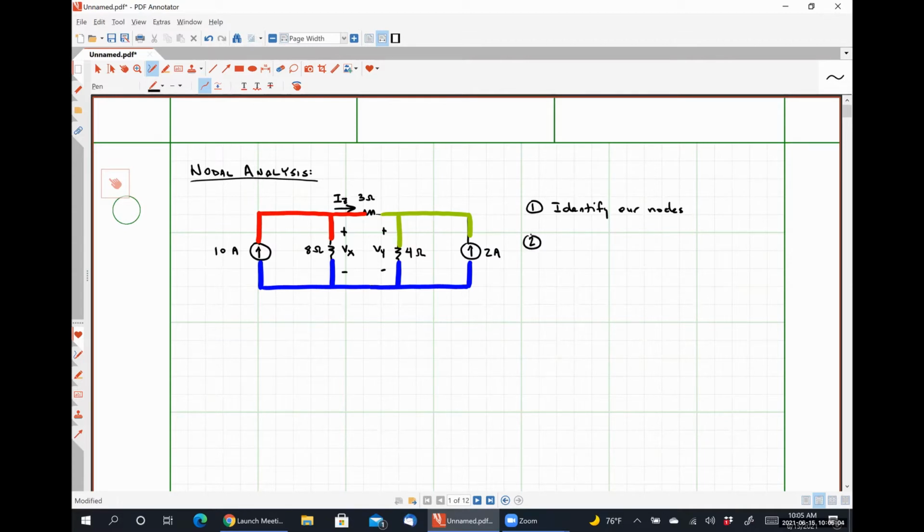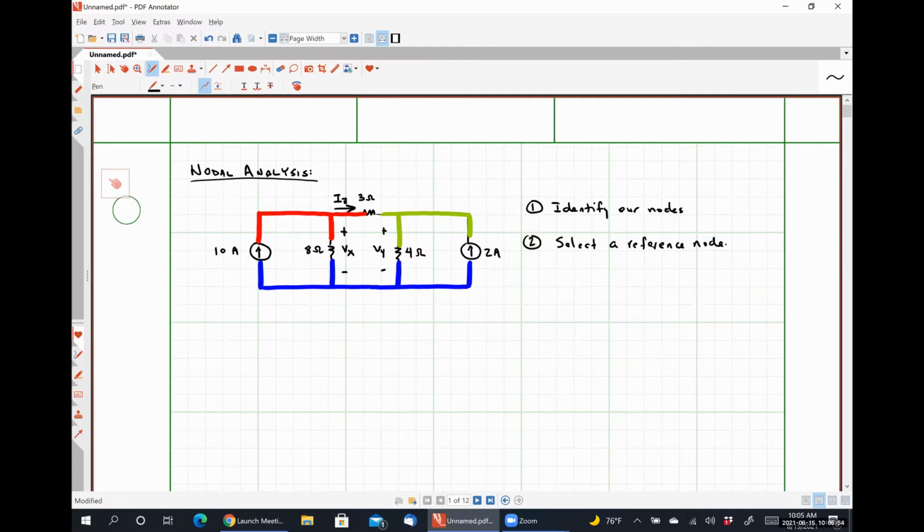Step two is where something new comes in, okay? Step two, we need to select a reference node. Okay, so what this means is that we are going to assign one node a specific voltage, and that voltage is going to be 0 volts. We're going to indicate this with a ground symbol. So what this allows us to do is we're saying, okay, we are assuming that this one particular node is at a fixed voltage, and we are then going to be able to find out all of the other voltages with respect to this node.